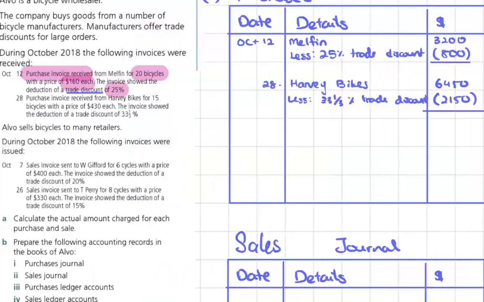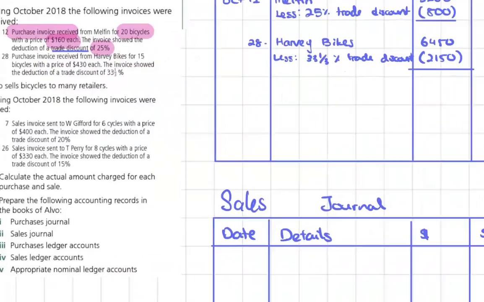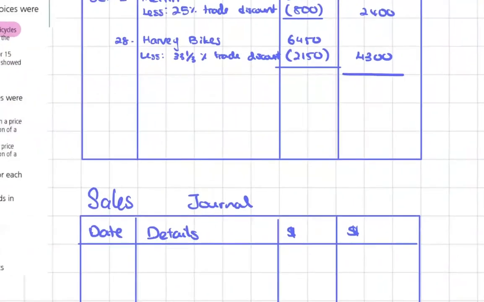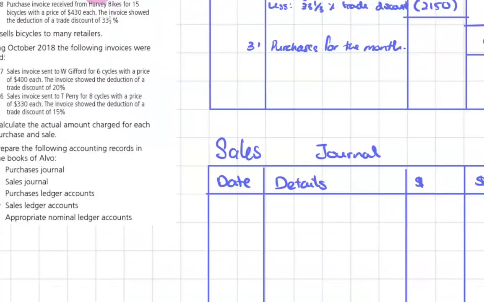So whenever we draw a line, it shows calculation. So at the end, I'm just going to draw a line here and calculate the total. So the total will be 2,400 plus 4,300, which is 6,700. This will be purchases for the month. So this amount will be transferred to our ledger later on. So that's the later part that we're going to do. October 31st is the last day.